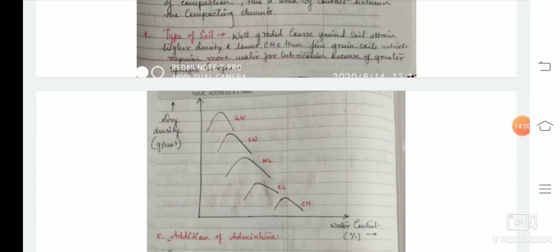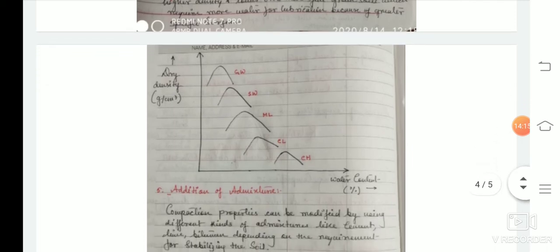If there is a well-graded coarse-grained soil, it attains a much higher density and lower optimum moisture content than the fine-grained soil. Fine-grained soil mainly requires more amount of water for lubrication because it has greater specific surface. Hence, there is a particular difference between the types of soil, and this difference can be easily found from the graph below. As you can see in the graph, when the soil is gravel or sand or silt, the density value is decreasing and the graph is also changing.